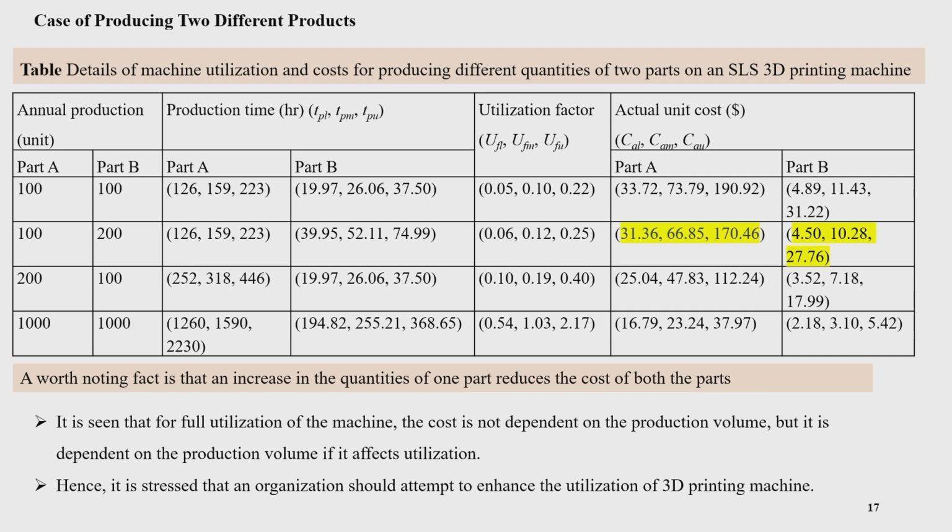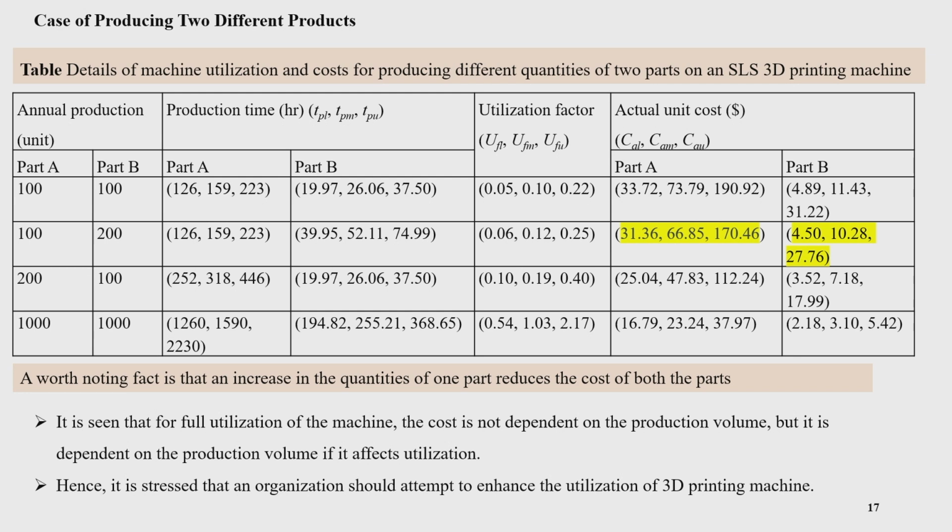And if I produce two different products, part A and part B, then we have production times, and we can do this type of analysis. A worth noting fact is that an increase in the quantity of one part reduces the cost of both the parts. That is also seen because overall utilization is increased. It is seen that for full utilization of the machine, the cost is not dependent on the production volume, but it is dependent on the production volume if it affects utilization.